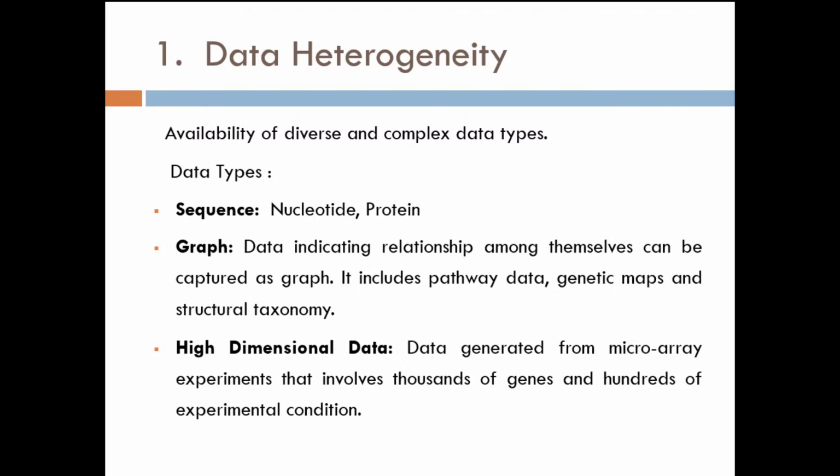The biological data may be of sequence type. Maybe it is nucleotide sequence, maybe it is protein sequence, maybe it is a graph. What is a graph all about? Graph means data indicating relationships among themselves can be captured as a graph, for example the pathway data. I am sure in biochemistry you have read about glycolysis and the different cycles in plants, that is C3, C4, the photosynthesis, right? All the pathways you might have studied can be uploaded on the database with the genetic map and the structural taxonomy. So these are biological data which can be submitted to the database in the form of a graph. Then there is high dimensional data, the data generated from microarray.